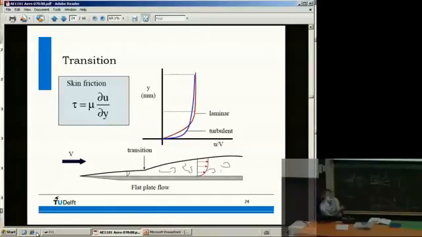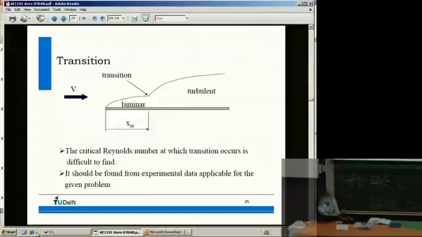Now how does it look if you look at the boundary layer thickness? Laminar flow, transition to turbulence, and then a thicker boundary layer. Now when does this happen? At a certain critical Reynolds number.